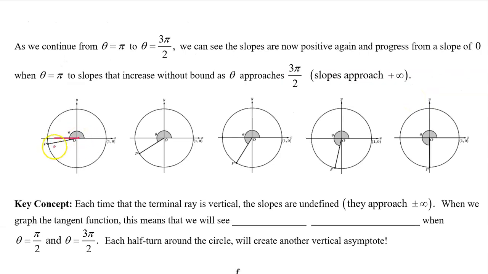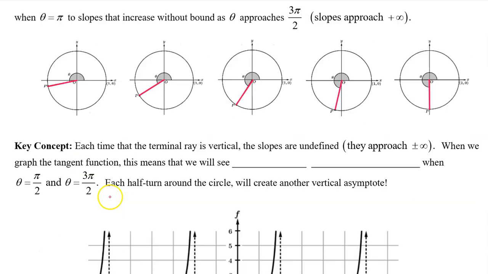As theta passes pi and enters the third quadrant, the slopes go from being negative to being positive. And the slopes transition from being equal to 0 to getting more and more steep as we approach 3 pi over 2. The slope is approaching positive infinity. Notice that every time the terminal side is vertical, the slopes are undefined because the slopes are approaching positive infinity or negative infinity.